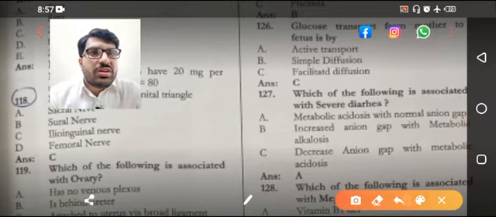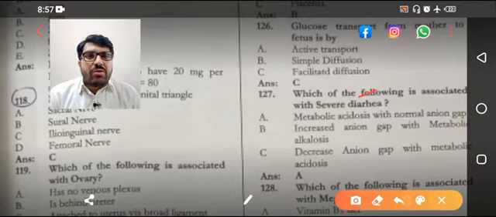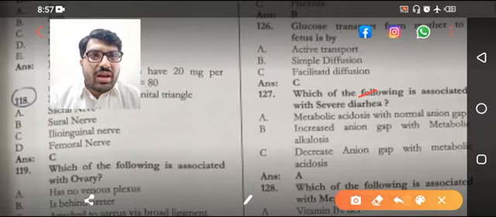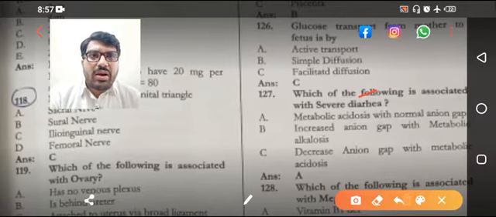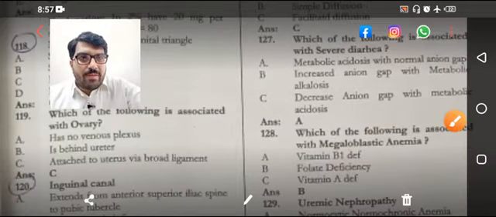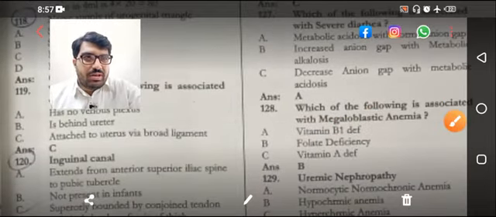Which of the following is associated with severe diarrhea? Now diarrhea would cause metabolic acidosis with normal anion gap. Metabolic acidosis with normal anion gap. But chronic diarrhea can also cause alkalosis. How? By compensation mechanism.